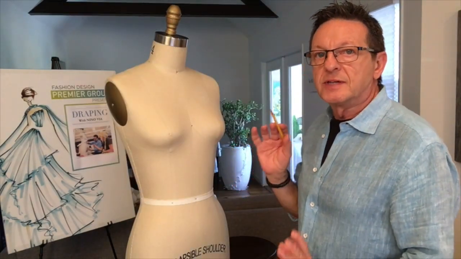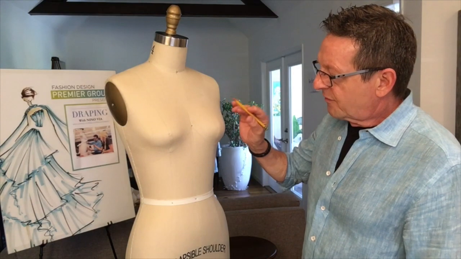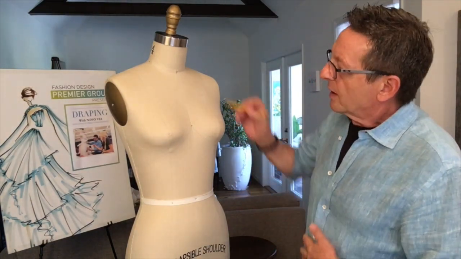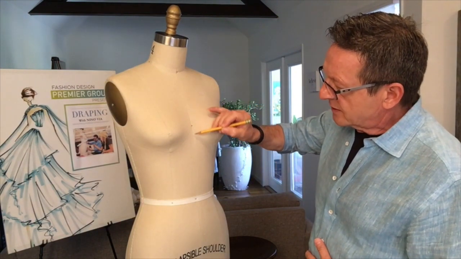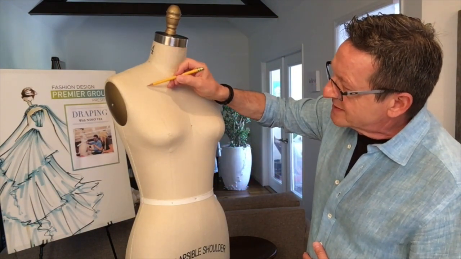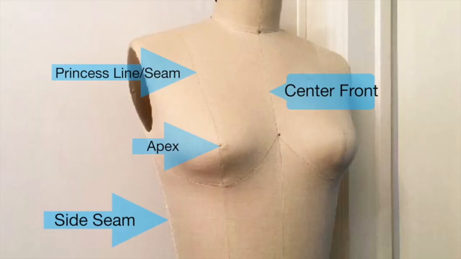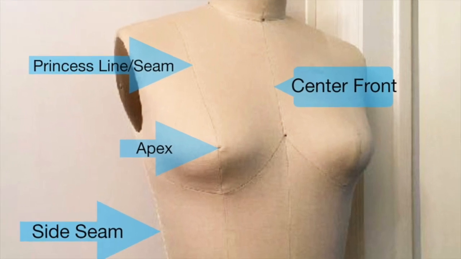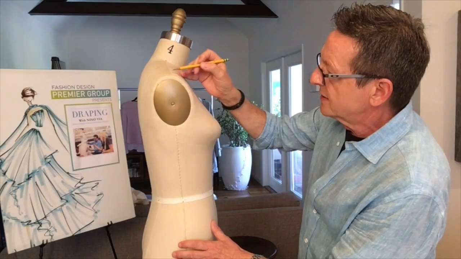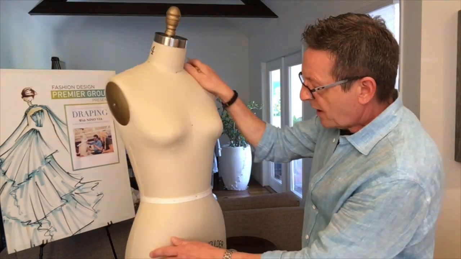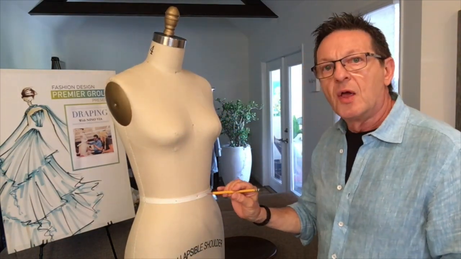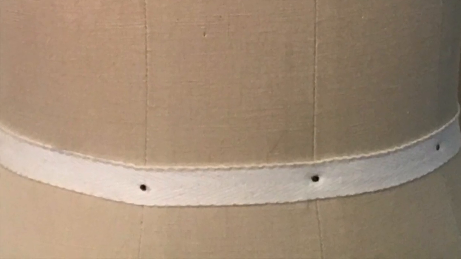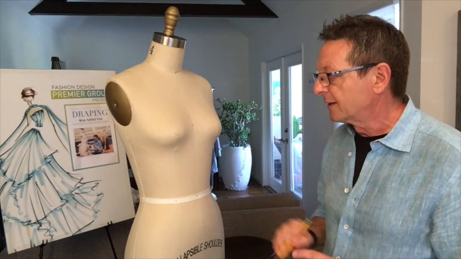Before we get started with the draping part, let's get familiar with some of the terminology that we use while we are draping. This is the center front. This is the princess seam or princess line. This is the apex. The center of the bust is known as the apex, right there. Shoulder seam, this is your side seam. And as far as the waistline is concerned, when we mark the waistline, we use the bottom of the tape. The bottom of the tape is what we use as the waistline.